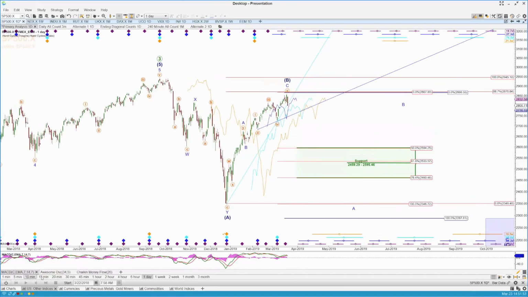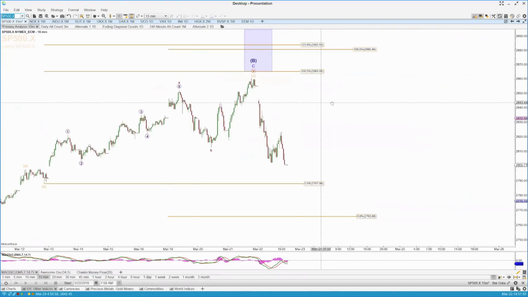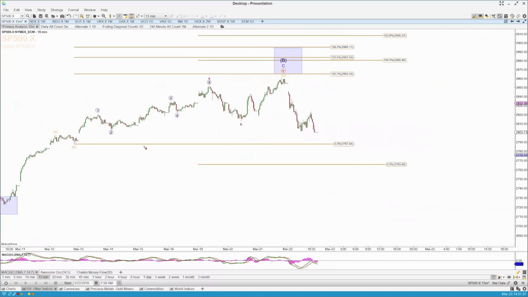Okay, let's just then come down to a 15-minute chart, and you can see that in terms of this last A, B, C move, we came just within a hair's breadth of hitting the 1.0 extension, which was the ideal target for this at 28.65. I think we missed it by about a point. Then on Friday, we got this gap down, and it just continued lower. 2787, 2765, next two levels to watch in the S&P 500.